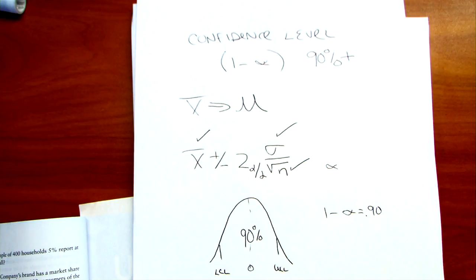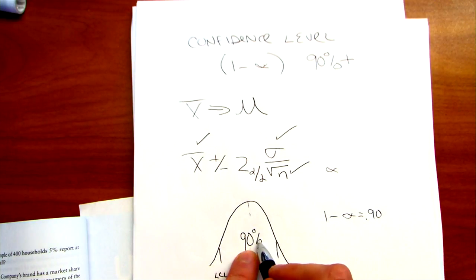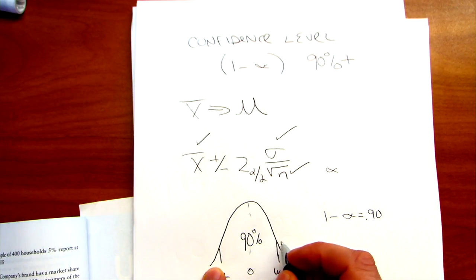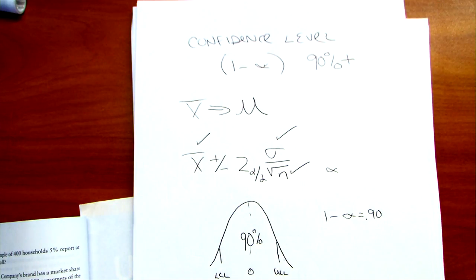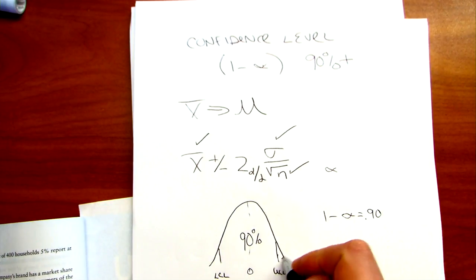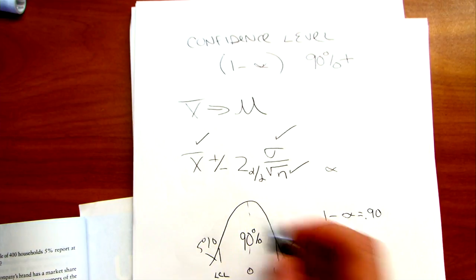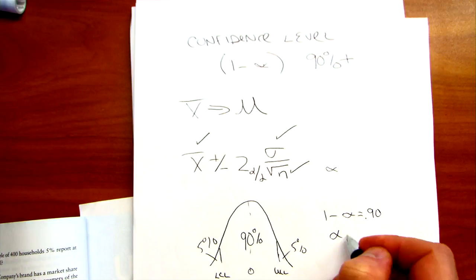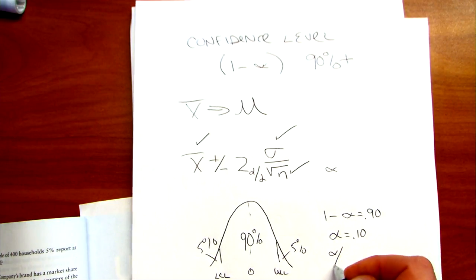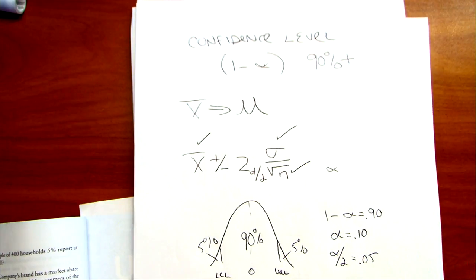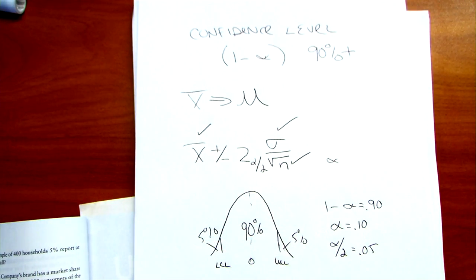Well, think about where this comes from. That's the z-curve. If 1 minus alpha is 90%, and these two are equal, what are each of these? Tails. If this is 90%, we know the whole thing is 100%, so what's left over? 10% divided by 2, 5% over here, 5% over here, right? So 1 minus alpha is 90%, that means alpha is equal to 10%, and alpha divided by 2 is equal to 5%. So what this is saying, follow me: if we're using a confidence level of 90%, that means we're looking for the z value.